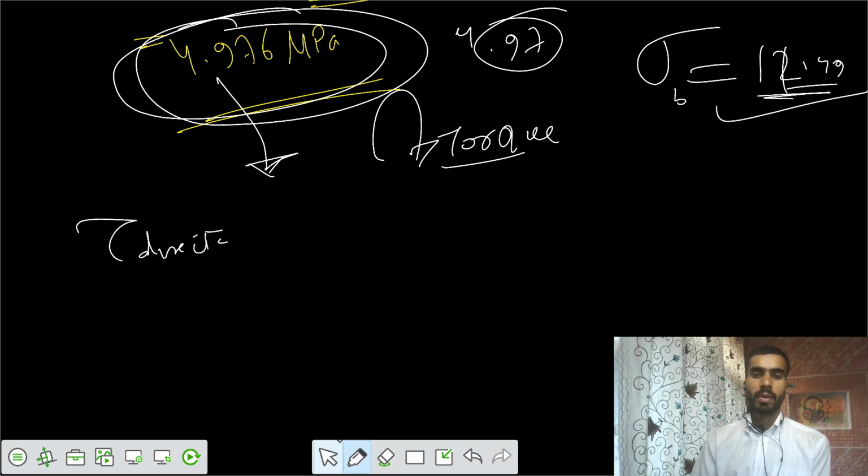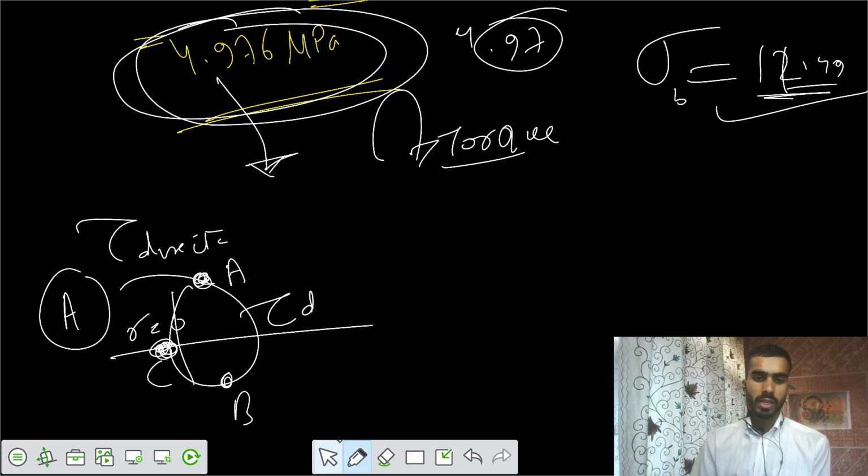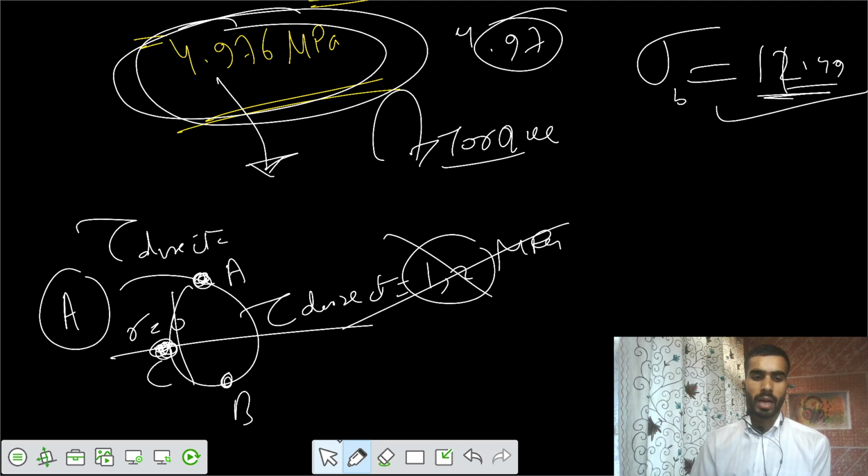So if you want to take any point, that would be point A or some point B. You can't take point C because your sigma is 0 here. No doubt there is some direct shear stress, but that value would be some value of 1 or 2 megapascal, and that you can ignore with respect to bending stresses.